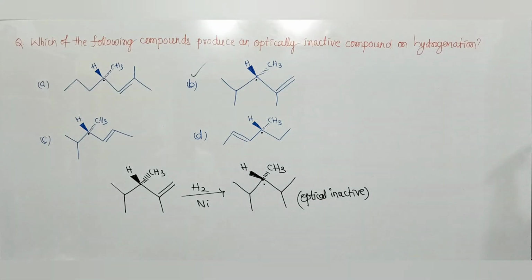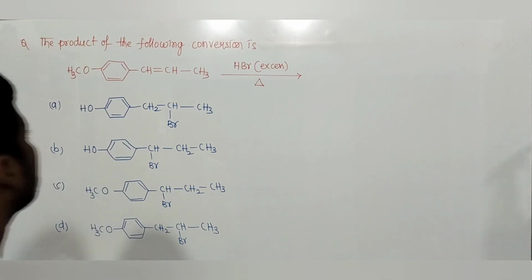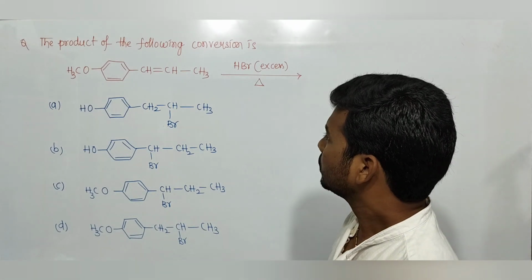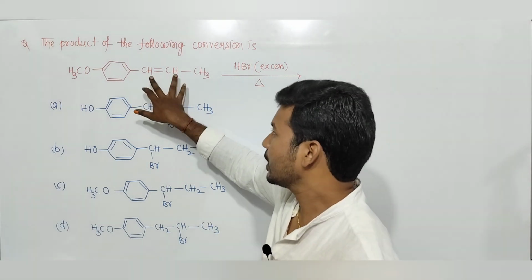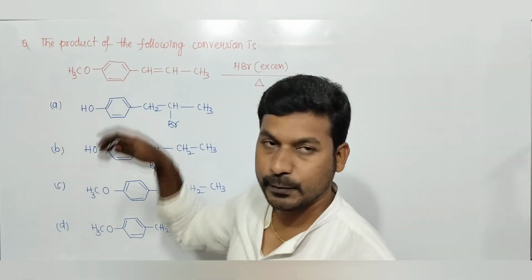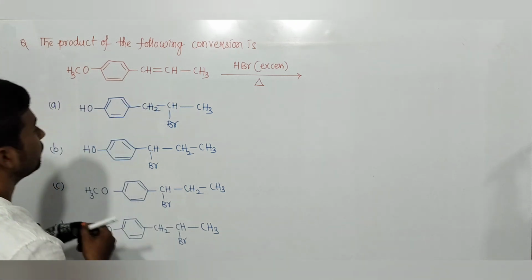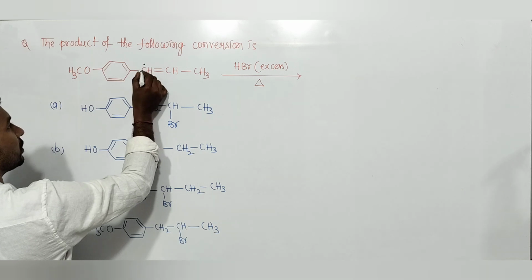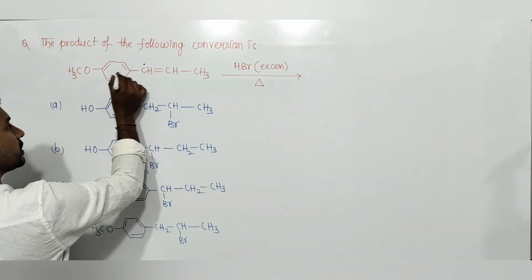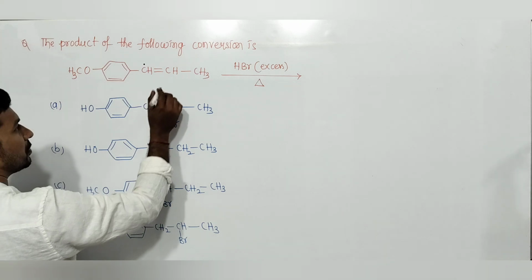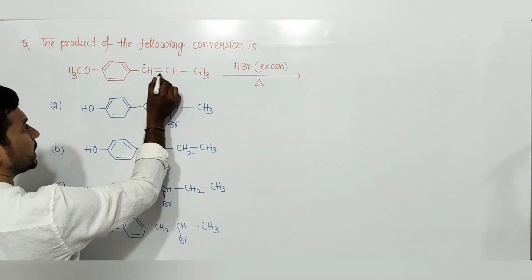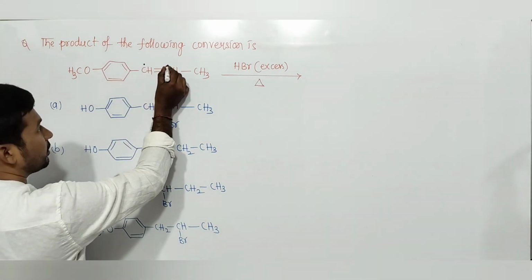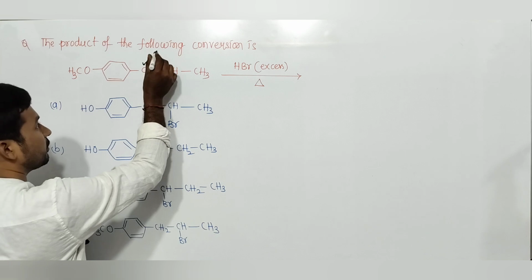Take this one. See, the product of the following conversion is a special case. In general, what we do, addition of hydrogen bromide to alkene, takes place here or here, anywhere. Between these two double bonded carbons, if hydrogen is added here, this becomes positive. So it is a benzyl carbocation, carbon adjacent to benzene, and this positive charge is more stable compared to the other one. Of course this is a secondary carbon, this is also a secondary carbon, but this carbon is stabilized by resonance, and this carbon is stabilized by inductive effect. Which one is more stable? This one is more stable.